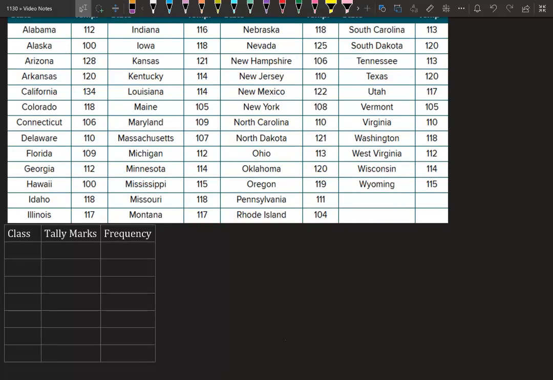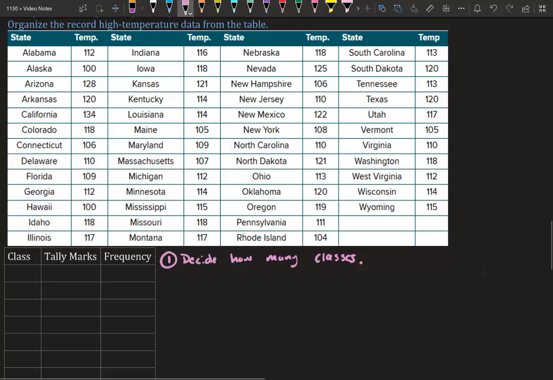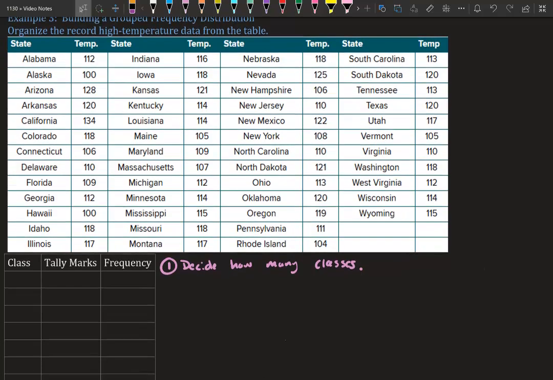Okay, so we need to decide how many classes. That is the very first step. So to do that, let's look at our lowest temperature. If you think about it, it's going to be somewhere really cold, like Alaska. Alaska, the lowest, highest temperature they had is 100 degrees. So the lowest temperature in this chart is 100 degrees.